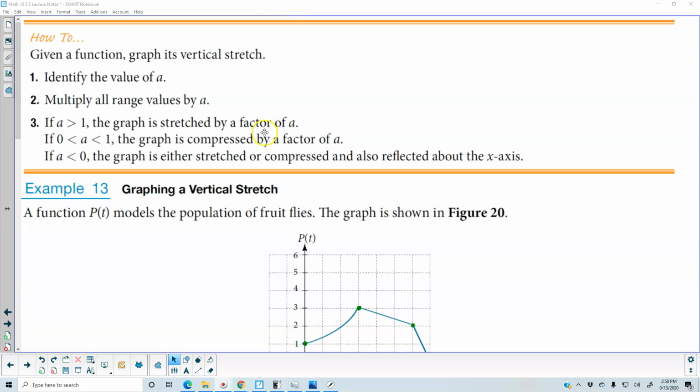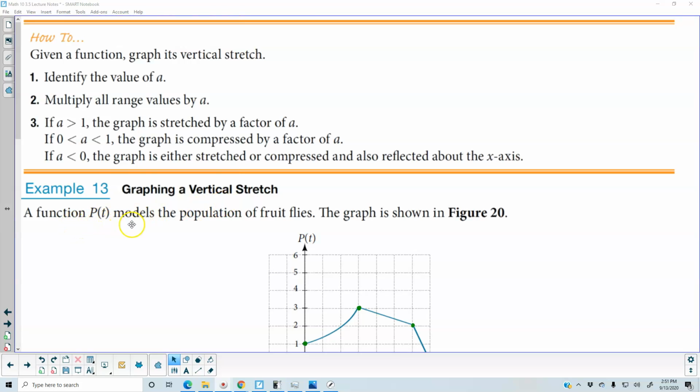If a is in between 0 and 1, then the graph is going to be vertically compressed by a factor of a. Now, if a is less than 0, meaning negative, the graph is either stretched or compressed and also reflected about the x-axis. For example 13, we want to graph a vertical stretch.